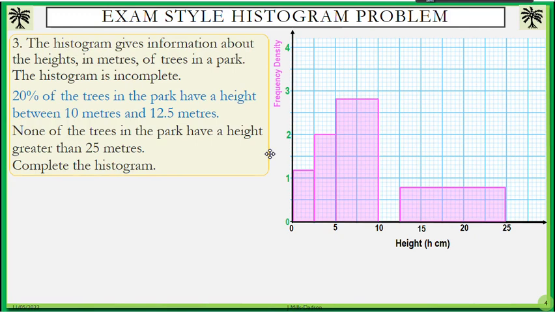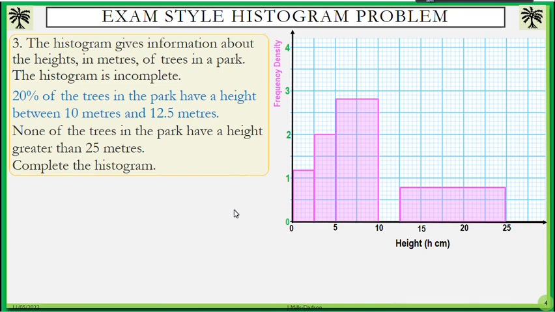This is a typical exam style histogram problem. Here we have a histogram that gives information about the heights in meters of trees in a park. The histogram is incomplete. As you can see, this bar is missing, and 20% of the trees in the park have a height between 10 meters to 12.5 meters. That is the bar that is missing. That represents 20%. None of the trees in the park have a height greater than 25 meters, so there's no bar on this end. We're supposed to use this information to complete the histogram.